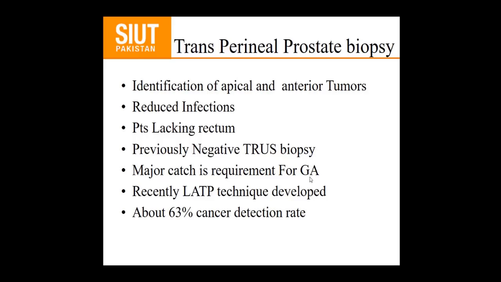It has a reduced risk of infection. For patients with rectal stenosis and post-APR patients, this is the method of choice. And in previously negative TRUS biopsy, this is the method of choice in those patients. The major drawback is that this technique requires general anesthesia, but recently, a local anesthesia transperineal biopsy technique is being developed. It has a better cancer detection rate of about 60 to 65%.